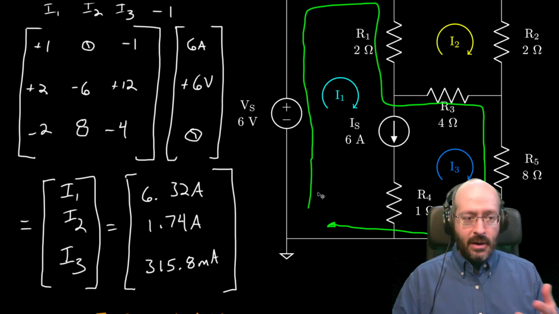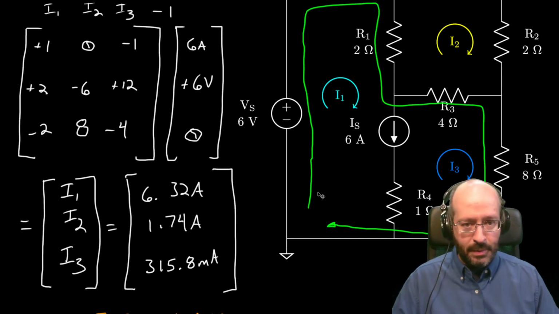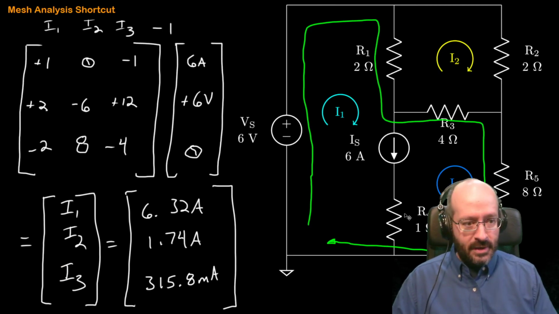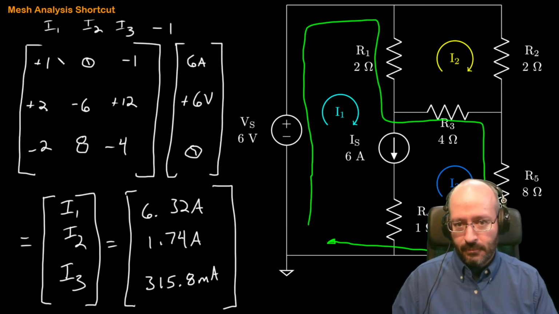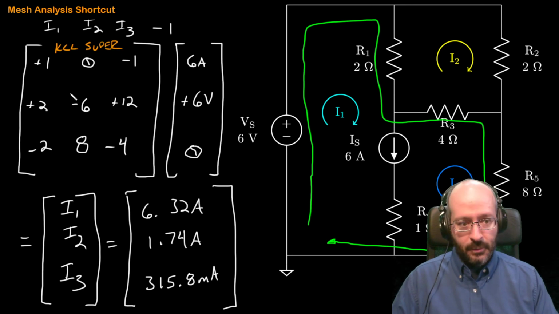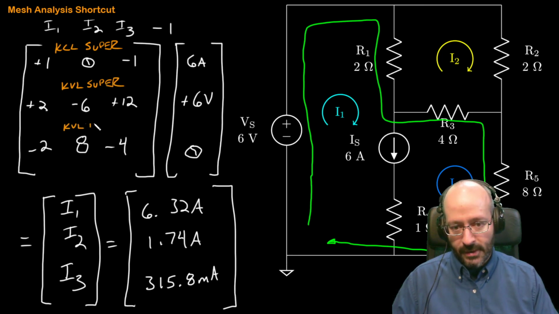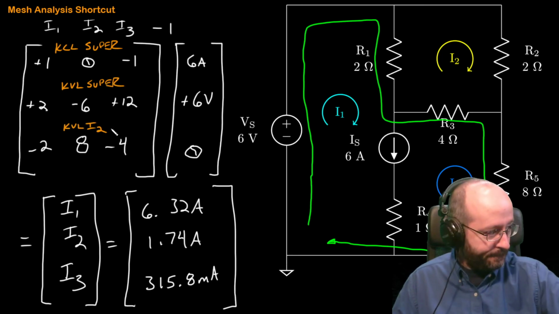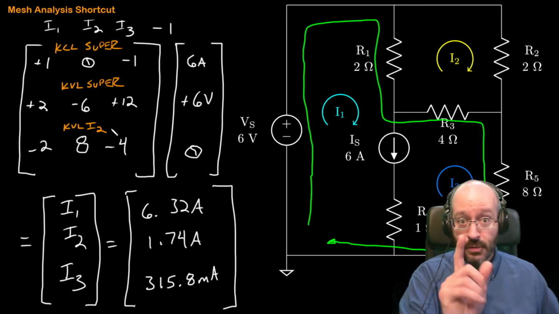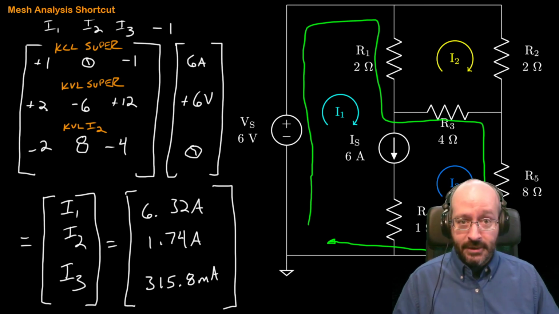Okay, so another example of mesh analysis by inspection with a super loop in the problem. Same kind of plan. I promised you I'd label these. This is the KCL. I don't have room over here. This is the KCL for the super loop. This was the KVL for the super loop. And this was the KVL around I2. Okay? You can do it. You've got to practice it, but I believe in you.